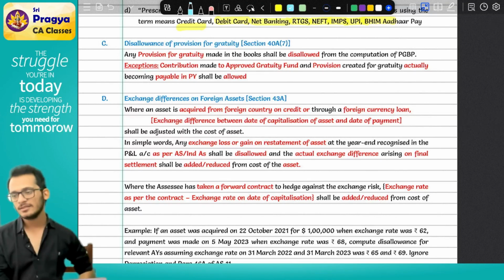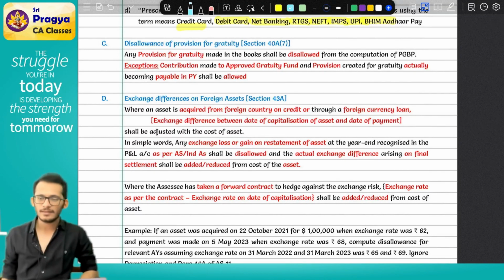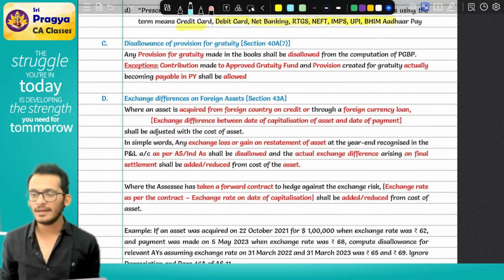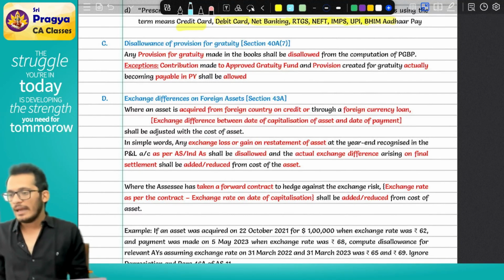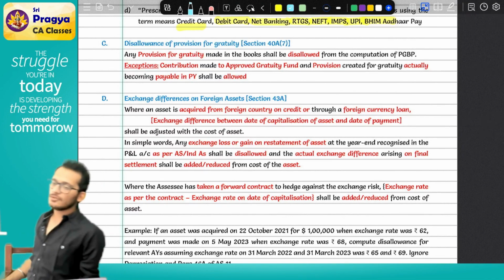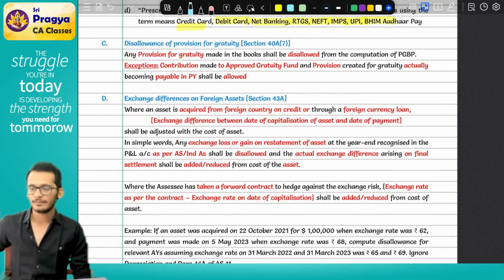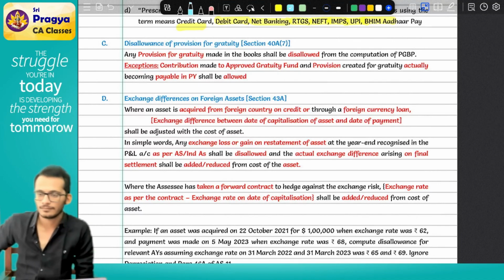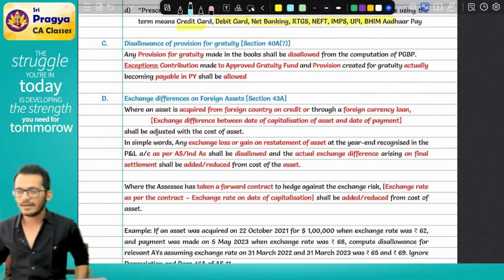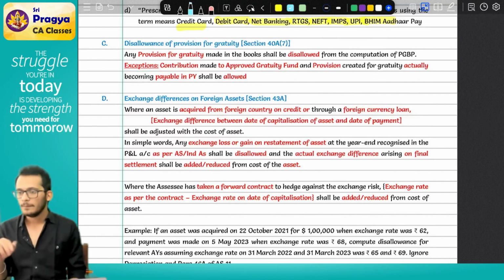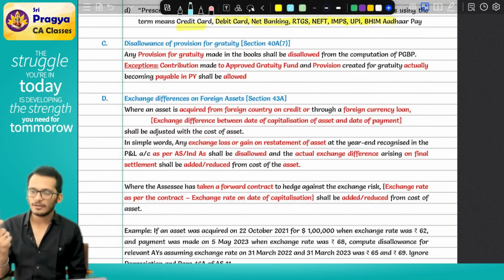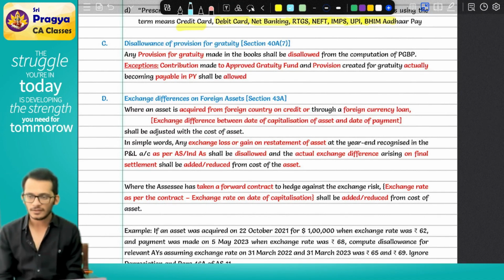Very famous questions come in exam. It says, gratuity created as per actuarial valuation is 2 lakhs. Out of this 2 lakhs, 1,50,000 was paid in the current year. What will you say? You will say, sir, gratuity provision fully disallowed. Payment made allowed. So 2 lakhs will be disallowed, 1,50,000 will be allowed, which means 50,000 is disallowed.